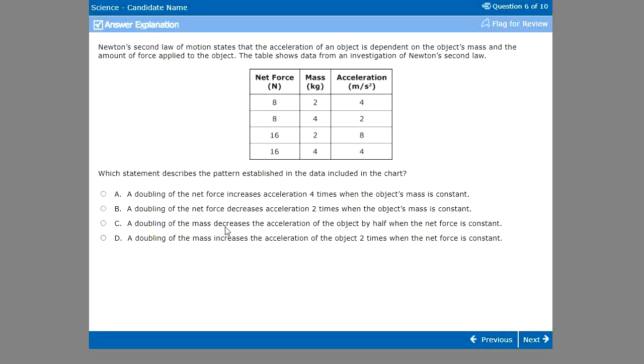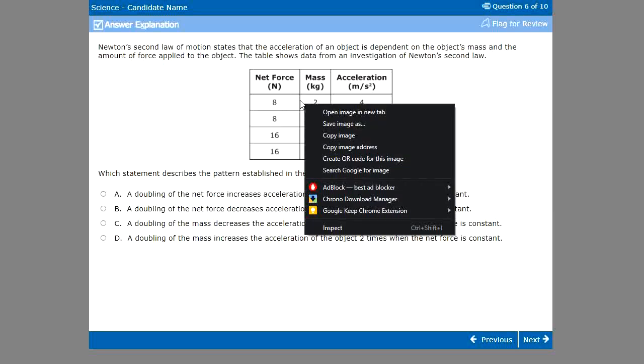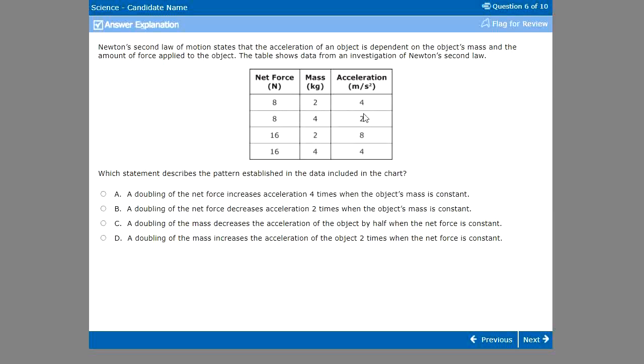C. A doubling of the mass decreases the acceleration of the object by half when the net force is constant. Okay, let's check that. We keep the net force constant at 8, for example. We double the mass from 2 to 4. What happens to the acceleration? It decreases from 4 to 2, so it is halved. That sounds correct. Doubling the mass from 2 to 4 will decrease the acceleration by half, from 4 to 2, when the net force is kept constant. Yes, answer C is correct.